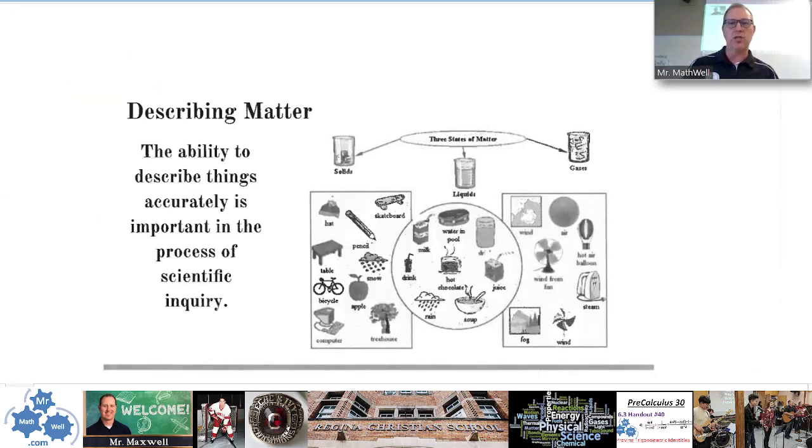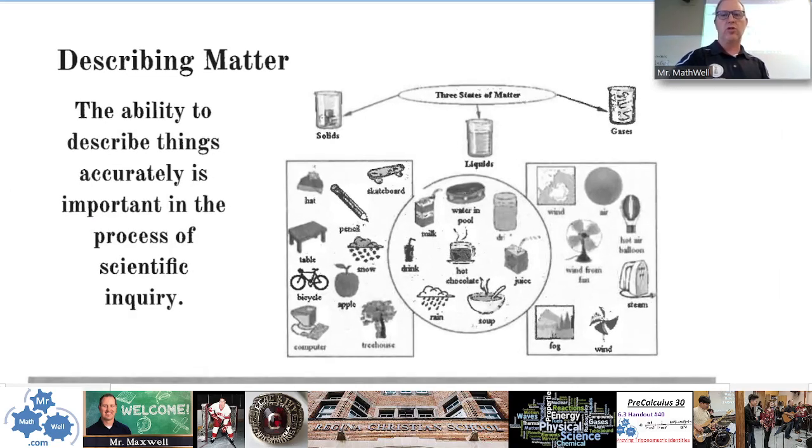We're talking about describing matter, and of course we can describe people in these ways, but we can also describe things in these ways. So describing matter is important. The ability to describe things accurately is important in the process of scientific inquiry. So let's see, where are your blanks here for this page? Accurately, okay? The ability to describe things accurately is important in the process of scientific inquiry.